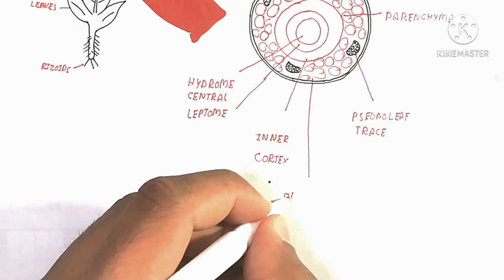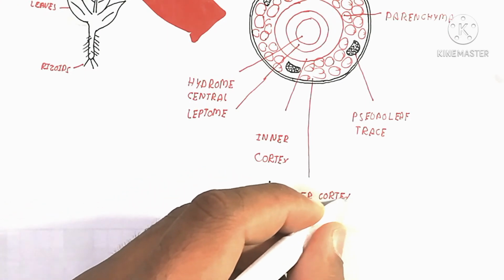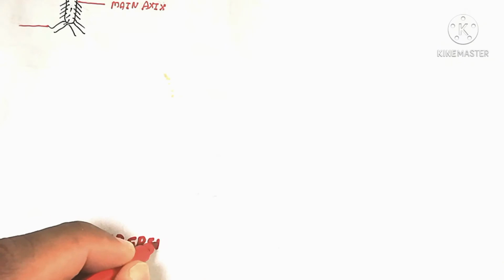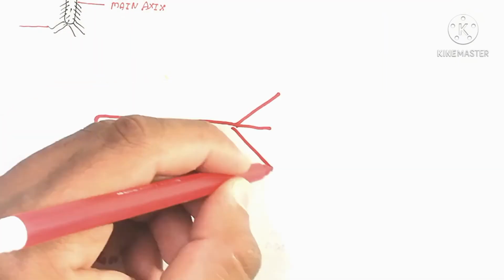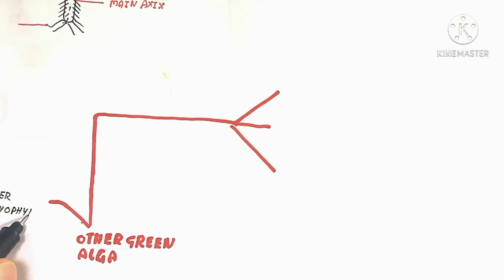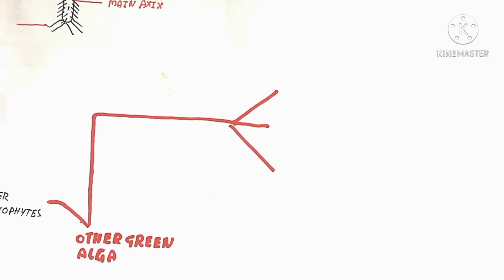xylem and phloem are in the form of ground tissue, and that is scattered around the stem. It's not arranged like in angiosperm and gymnosperm, which look like a ring-like structure, and secondary growth is not present, not shown in it.